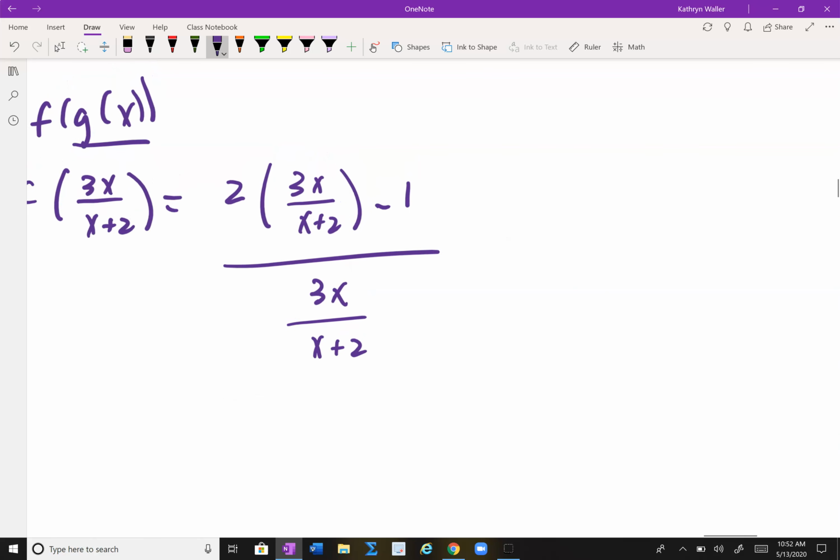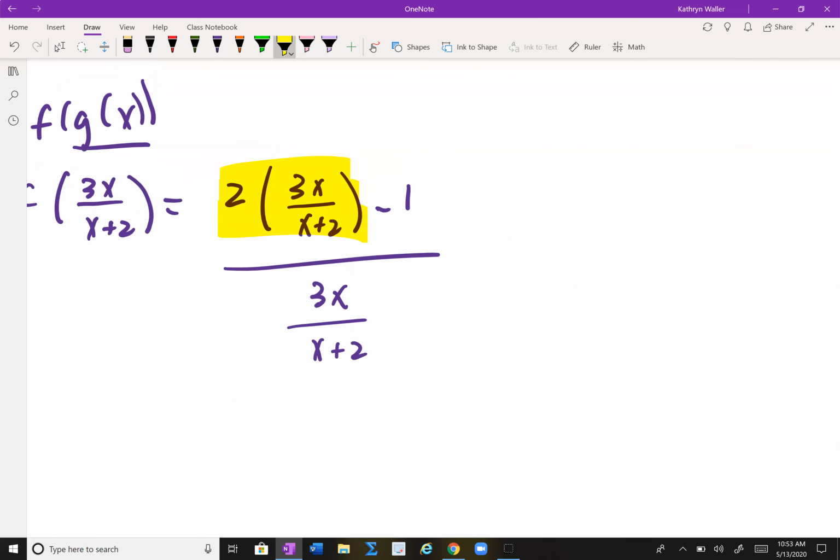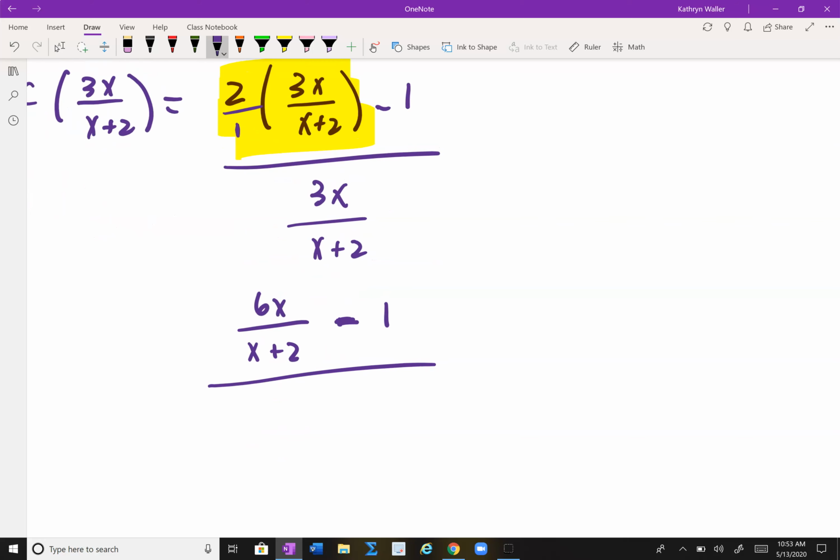Okay, so people get confused how to multiply that. So the 2 does not get multiplied by the x plus 2 because that's 2 over 1. So the tops get multiplied together. That would be 6x. The bottoms get multiplied together. 1 times x plus 2 is x plus 2. Then I'm just going to keep writing everything down the way it is.